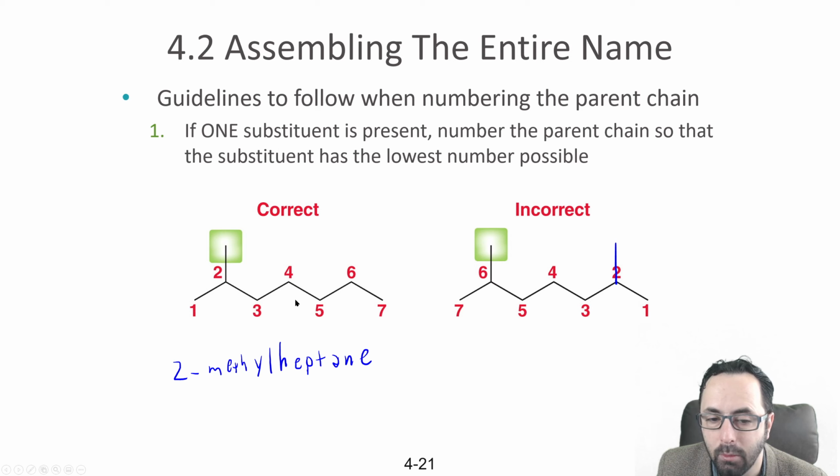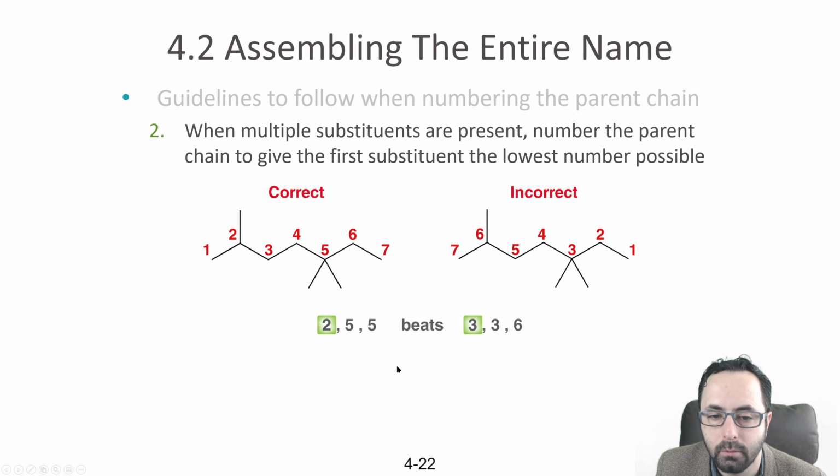If you can't tell because of the way they're drawn, because they're drawn funny, name the molecule. If the name comes out the same, then you have exactly the same molecule, as long as you followed the naming rules. If you name this 6-methylheptane, clearly that would look different, but it's because you named it wrong. So be careful about how you assign the locants.